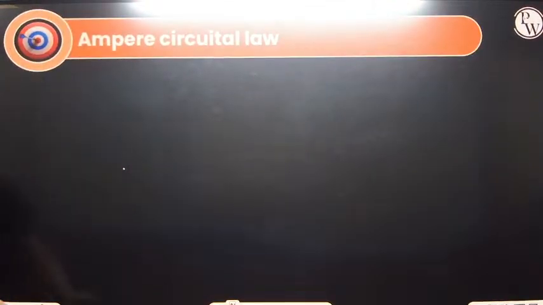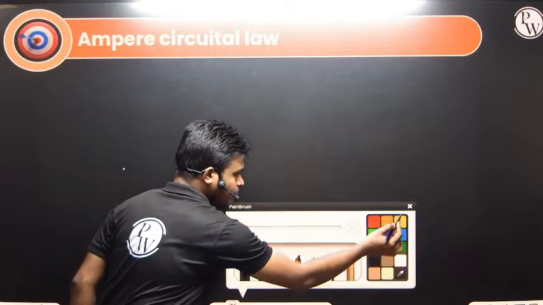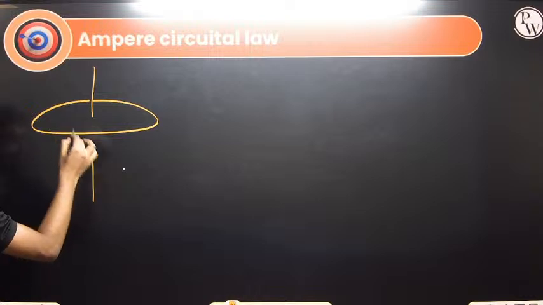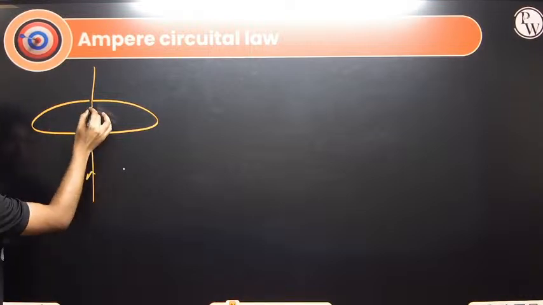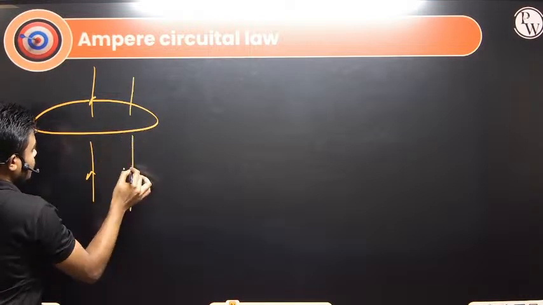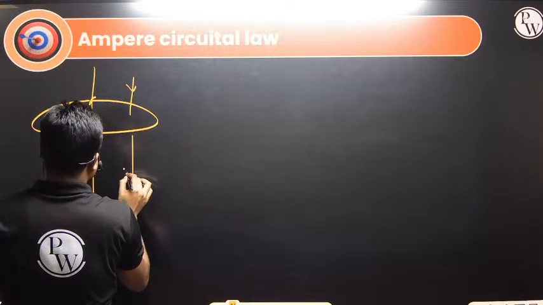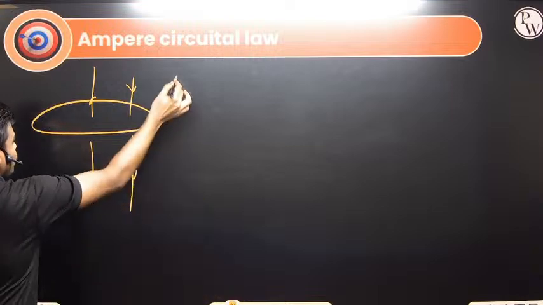Next, our next topic is Ampere's circuital law. Ampere's circuital law is also used to find the magnetic field because of a current element. The first property: suppose there is a current wire over here and current is flowing in this particular manner. Two wires are there, and one more wire is outside.